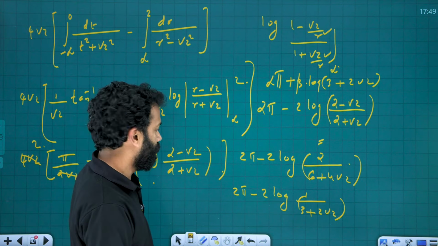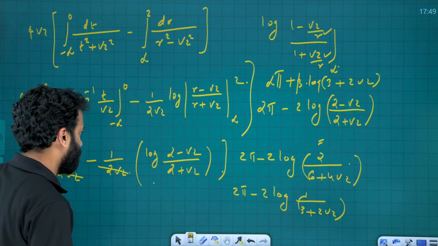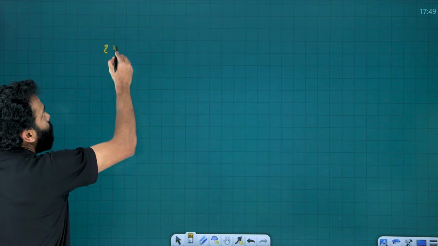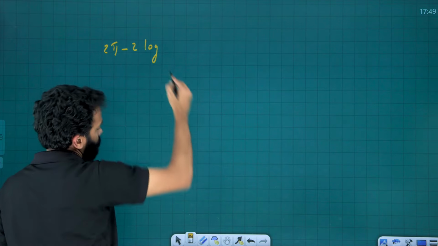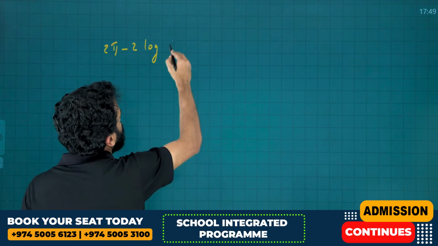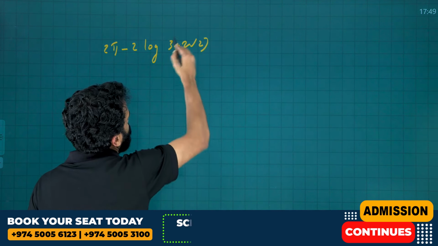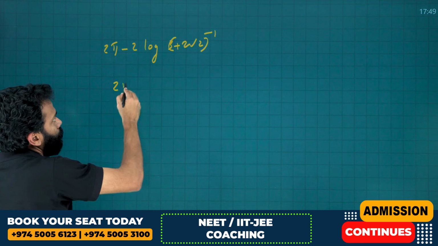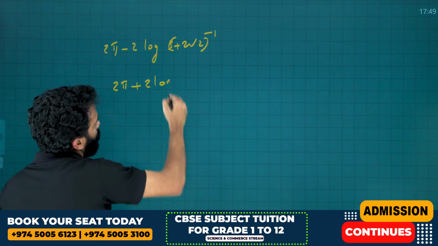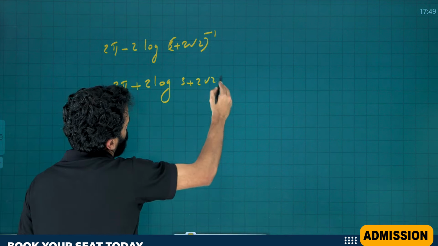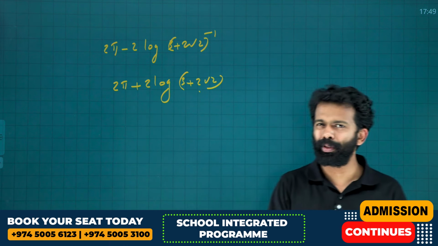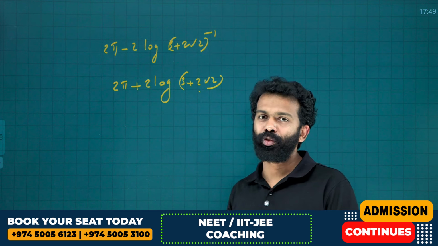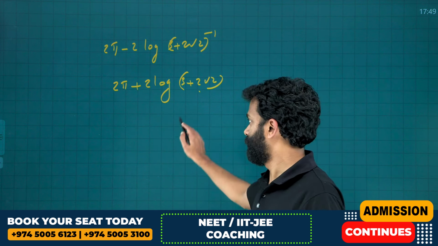2 over here. If you want, we can move to the next slide to make that. That is 2 pi is minus 2 into log 3 plus 2 root 2 the whole raised to minus 1, that will be 2 pi plus 2 into log 3 plus 2 root 2. Okay, therefore alpha is equal to 2 and beta is equal to 2. Very simple question, right? And what is alpha square plus beta square? 4 plus 4, that is 8.